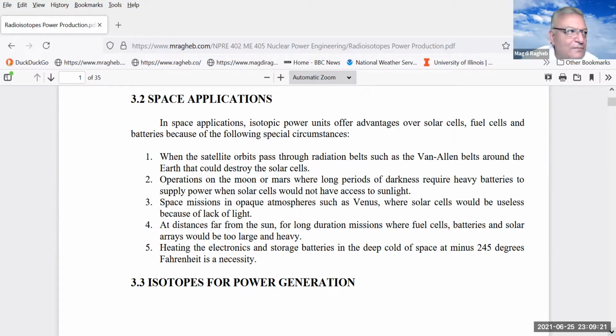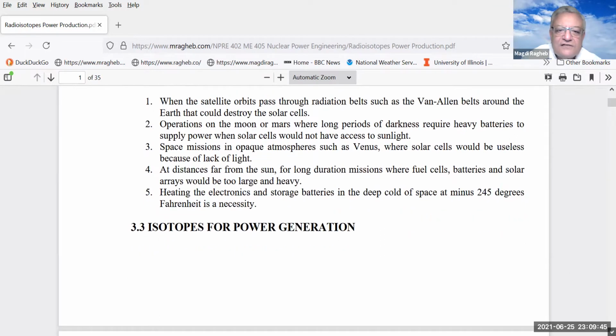We'll look at a problem that considers how cold space is as we proceed further. Space in general is at minus 240 degrees Fahrenheit. So in the deep reaches of space, your electronics and storage batteries have to be heated. You cannot allow them to freeze to minus 245 degrees Fahrenheit in general.